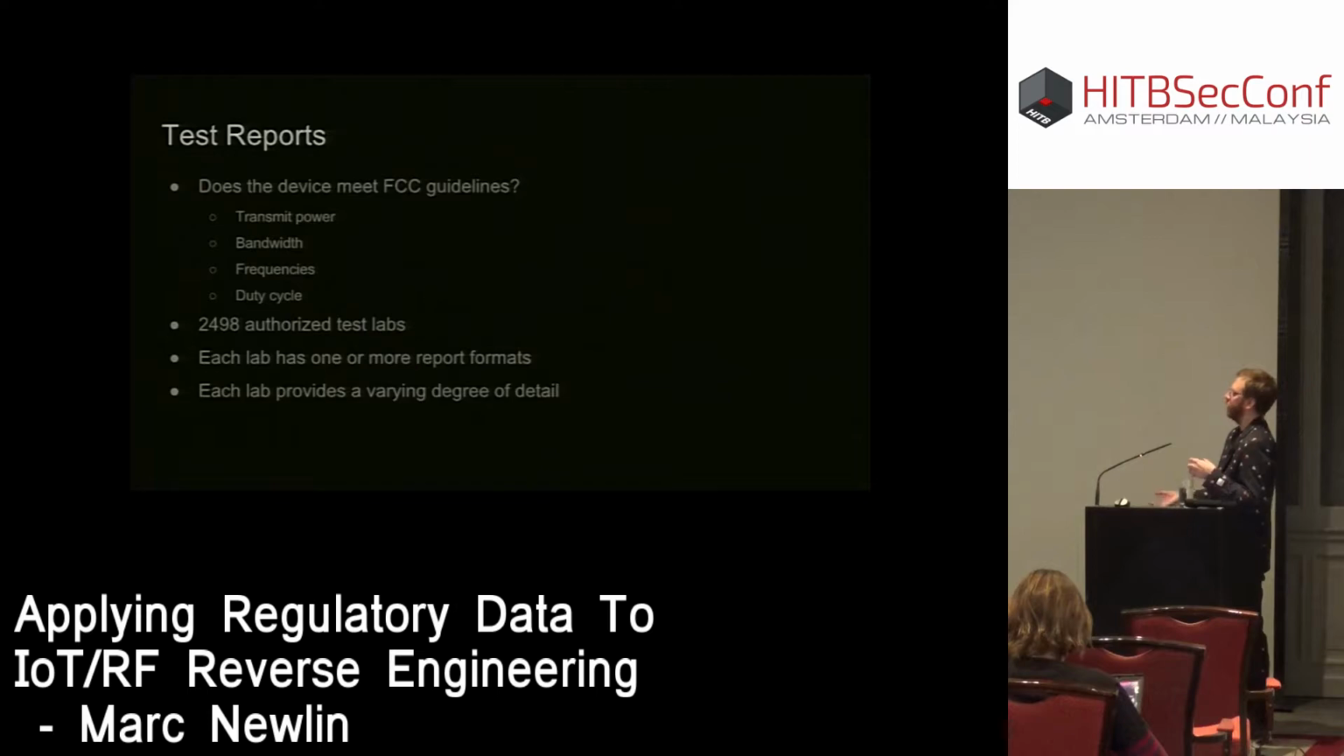So with the test reports, the FCC has certain regulations for how a device can operate. So this is evaluating for transmit power, bandwidth, frequencies, and duty cycle. But it often contains modulation types, frequency output information, and it's hit or miss, and it varies between the labs.